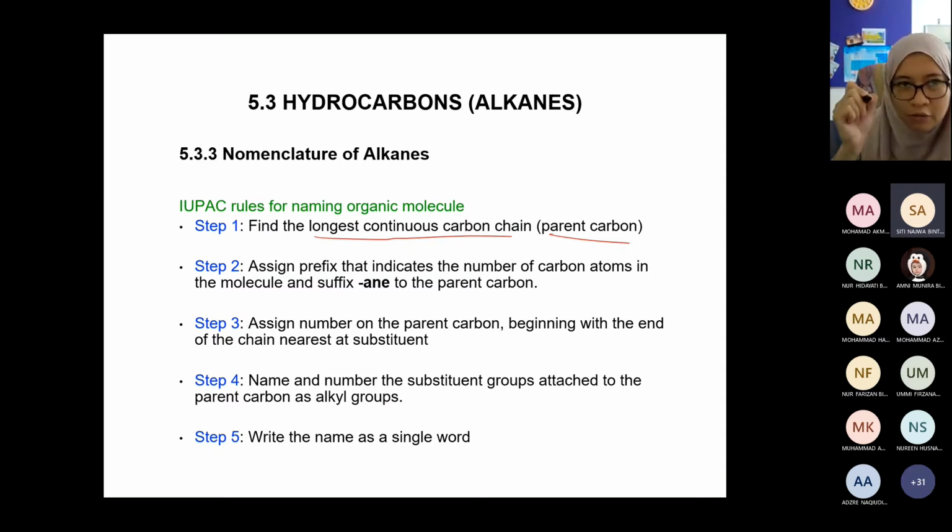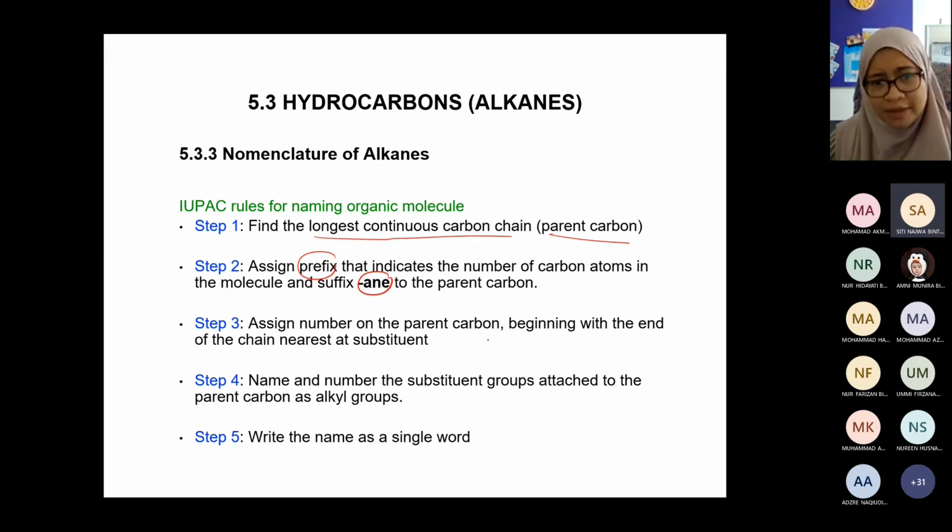Kalau start daripada atas ke bawah going down, we have 7 carbon. And then kalau straight macam ni, kita dapat 6 carbon. So kita nak go for mana? Kita kena the longest and continuous. Then step number 2, you have to assign prefix that indicates the number of carbon atoms in the molecule and suffix into the parent carbon. Let's say we have identified just now we have 6 carbon. So the name should be hexane. The suffix will be -ane and the prefix will be hex-.